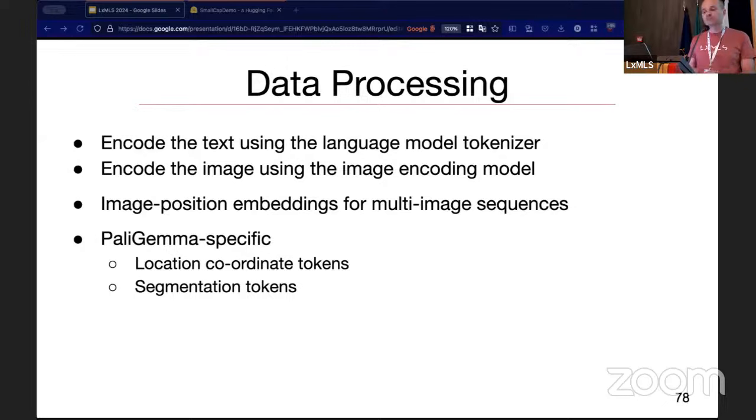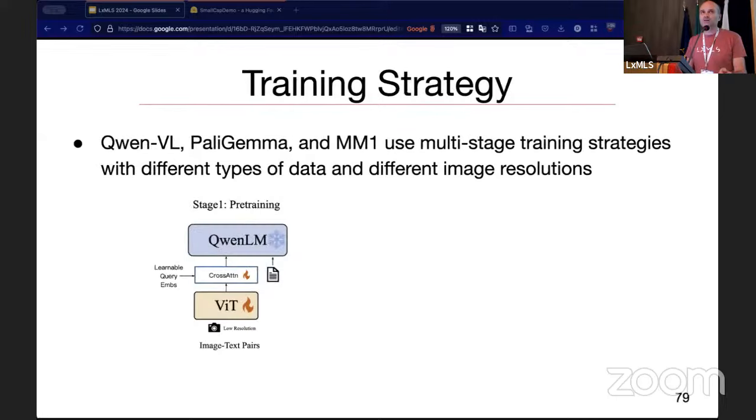More recently, the PaliGemma report also reports the use of location and segmentation embeddings, which are jointly learned and can be used, for example, to directly localize something within an image. So if you say to PaliGemma, highlight the dog in this image, it will try to predict the bounding box coordinates, and it does this using these tokens that are jointly learned through its fine-tuning on its billions of data points. The training strategy of Qwen, PaliGemma, and MM1 are pretty much similar.